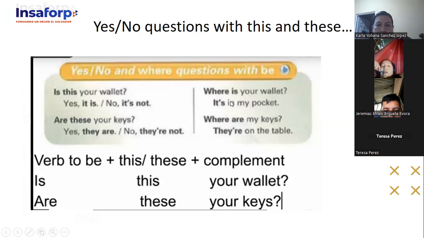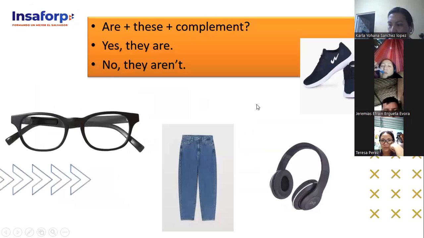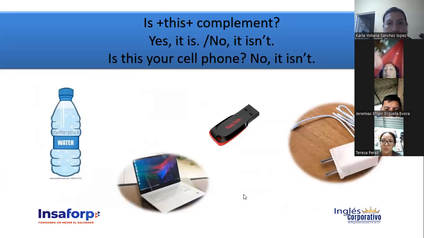Entonces, para preguntar dónde está algo o dónde están algunas cosas, en singular where is, and where are. Where is your wallet? It's in my pocket. Where are my keys? They are on the table. And para yes, no questions, usamos el verbo to be, is or are, this or these, and the complement. Y aquí tenemos unos ejemplos. Aquí está la estructura y los ejemplos.